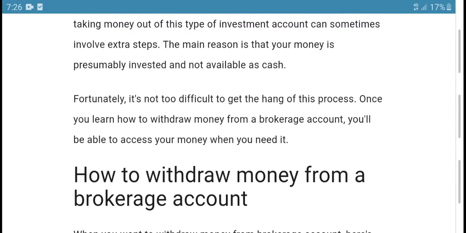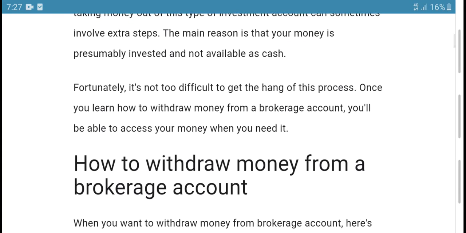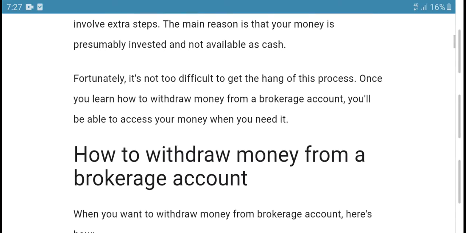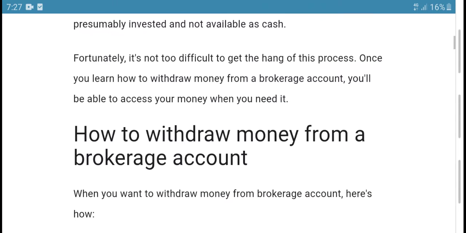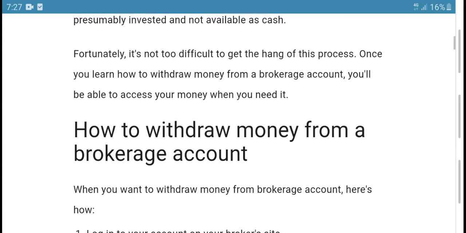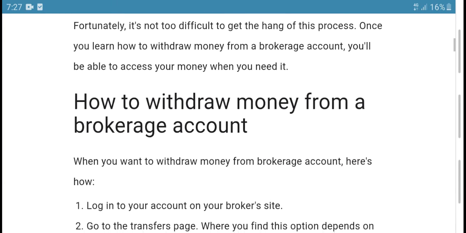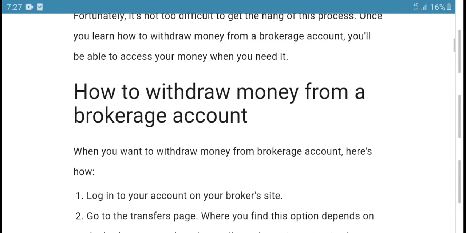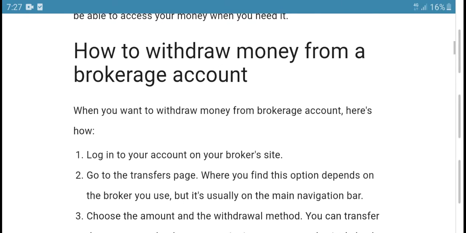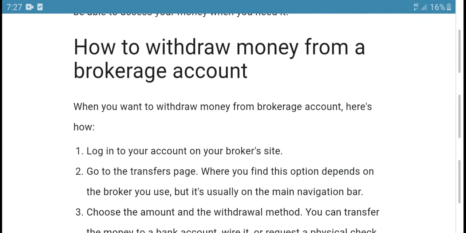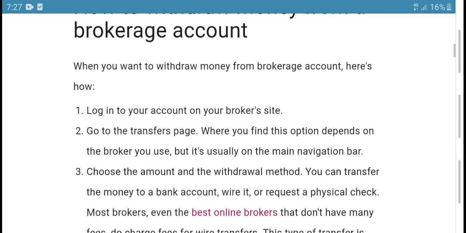The format and tools are different, and it can be a long process. Once you learn how to withdraw money from a brokerage account, you will be able to access your money when needed. When you want to withdraw money from your brokerage account, here is how.